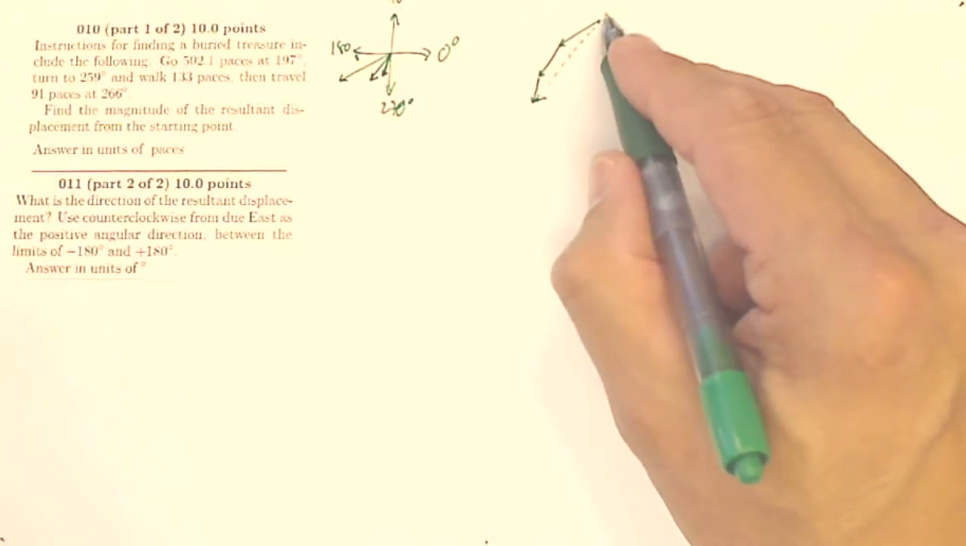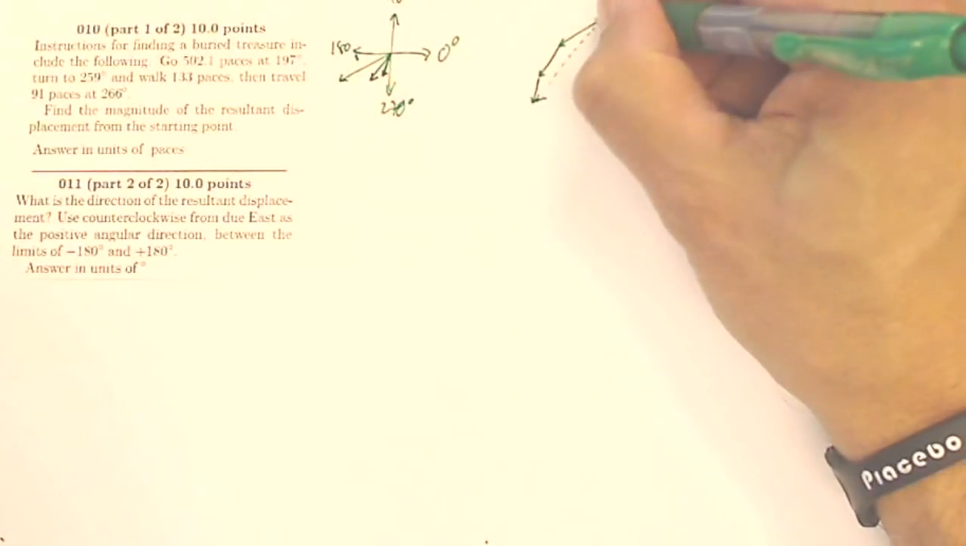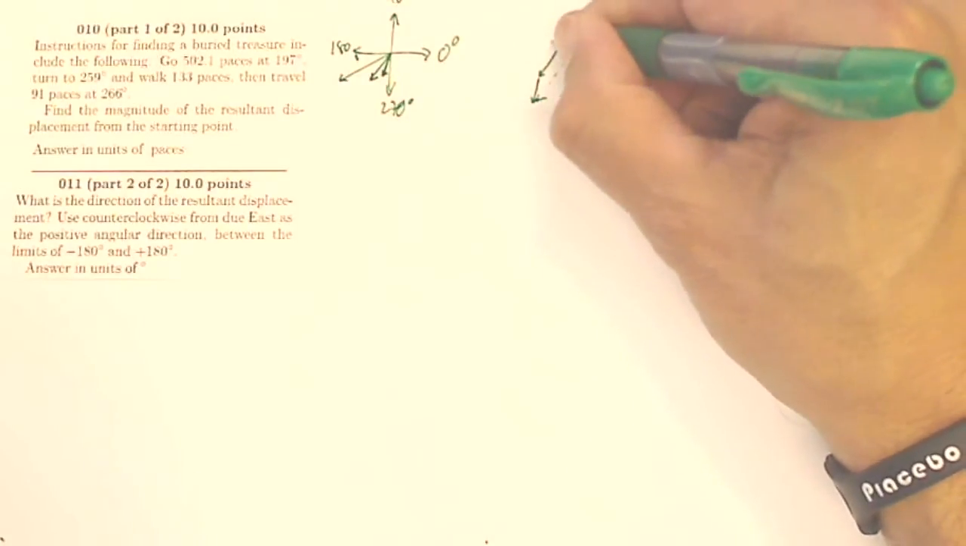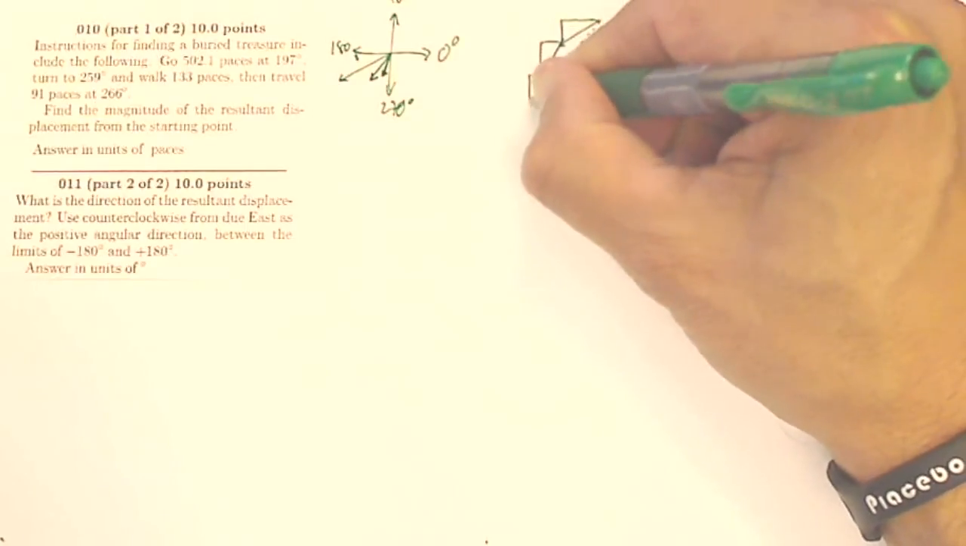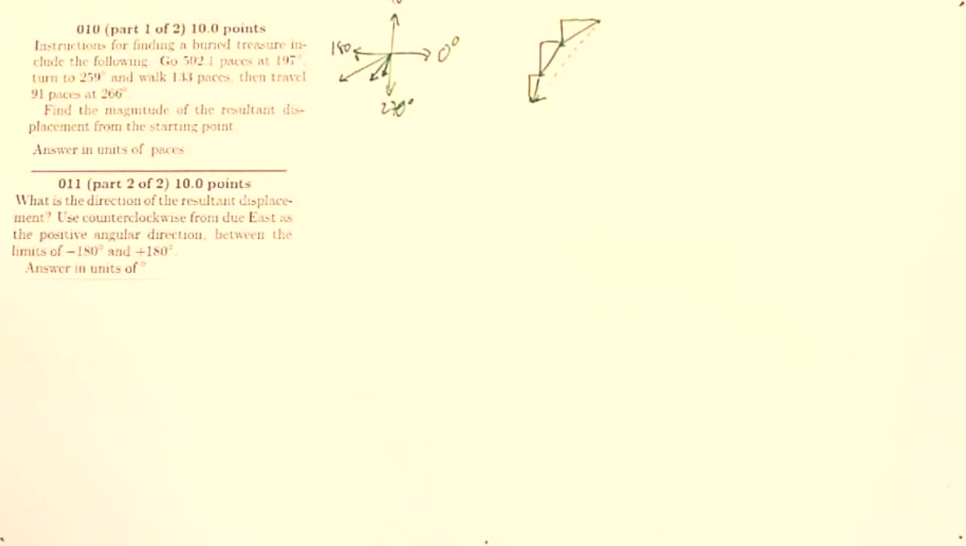How in the world am I going to do this? Well, what I've got to do is add my x's, x's, x's, and then add my y's, y's, y's, and then that'll get me my final position. So I've really got three little right triangles here. So I'm going to take each one of these and split them into the components.